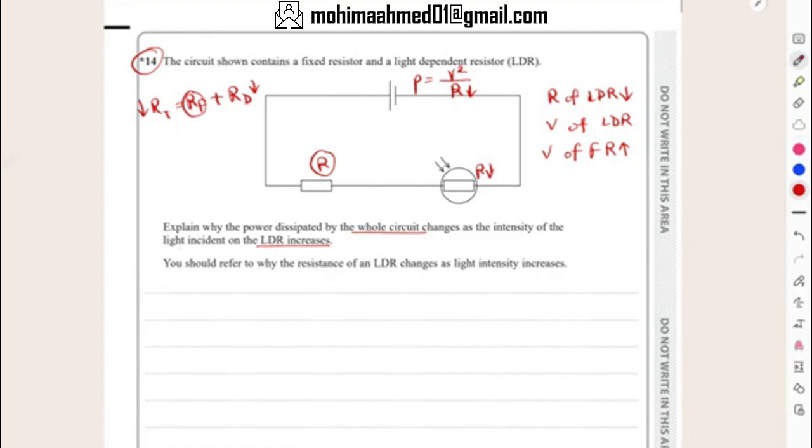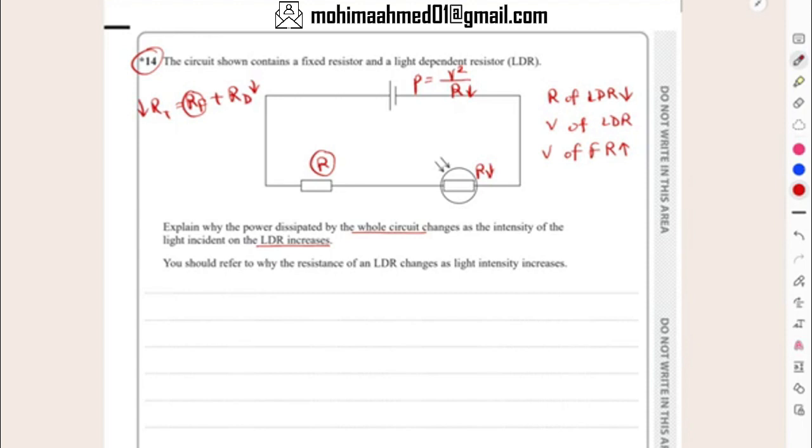The question asks to explain why the power dissipation by the whole circuit changes, right? So yes, there will be a change. That is the overall explanation: the resistance of the LDR decreases, which causes the voltage of the LDR to decrease, but the voltage of the fixed resistor increases. But even though the voltage distribution between the LDR and fixed resistor changes, the total voltage supplied by the power supply will still be the same, because we're not changing the power supply.